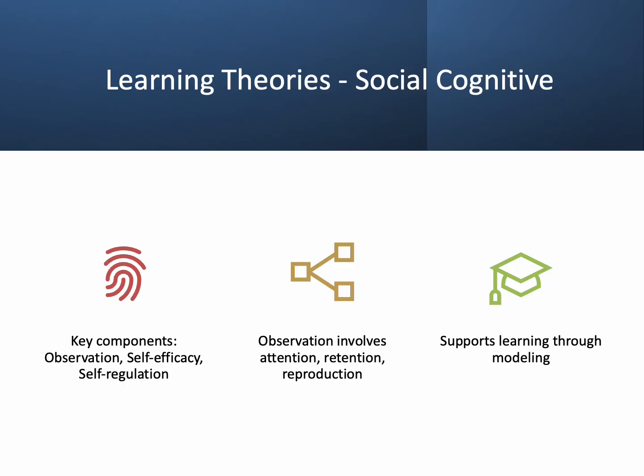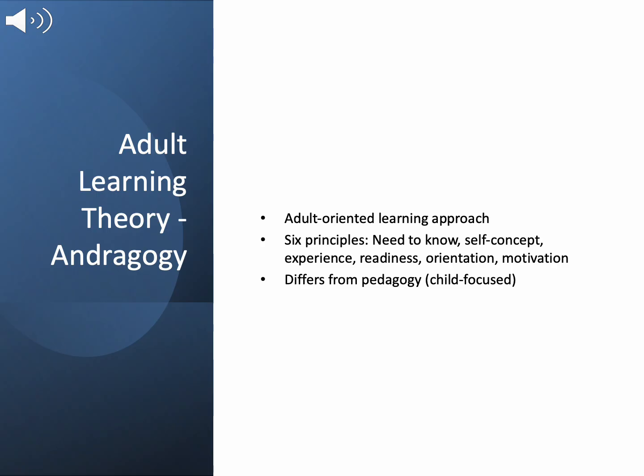This theory is effective in training that involves modeling, like mentorship programs. As we discuss this, think about how you've learned by observing others. Social cognitive theory enhances training in fields like education or healthcare, where observational learning and confidence drive skill acquisition. Andragogy, an adult-oriented learning approach, contrasts with pedagogy, which focuses on children.